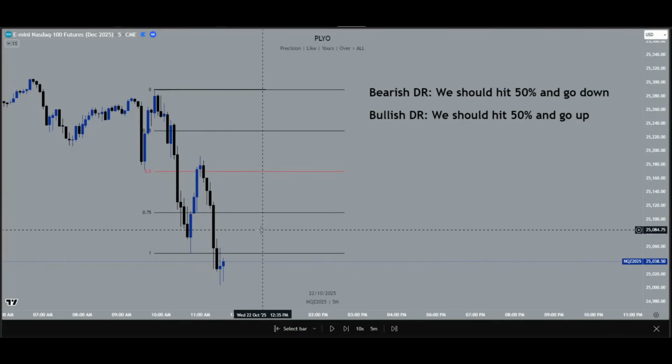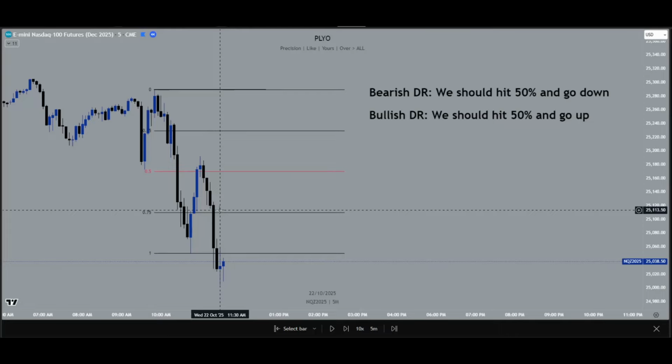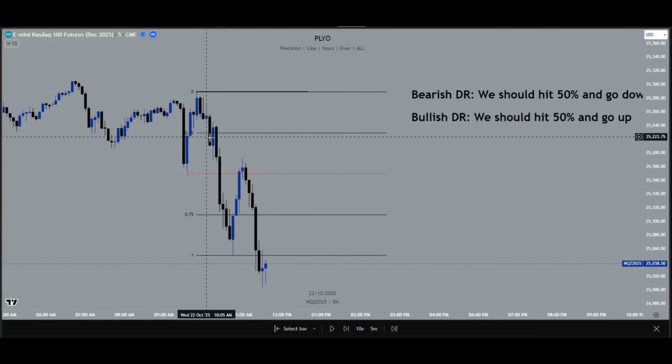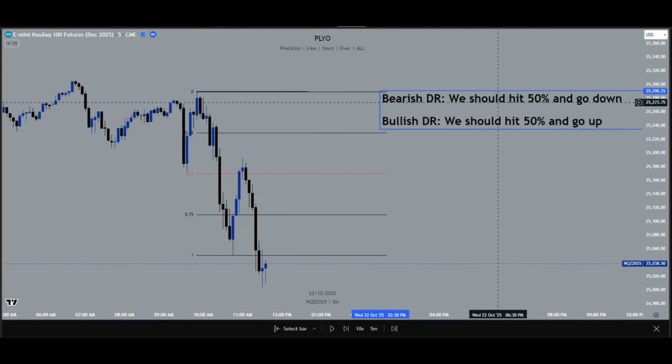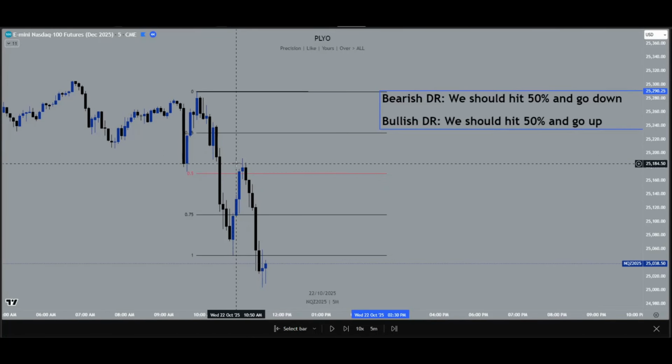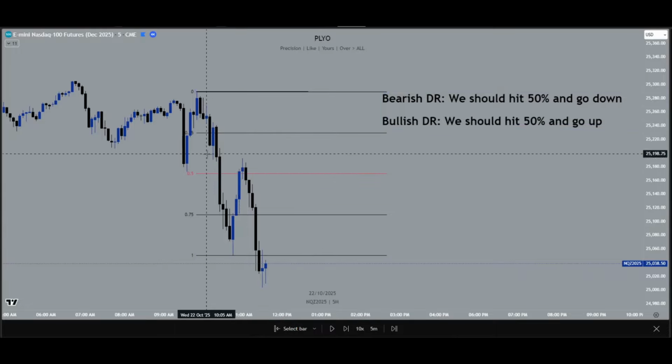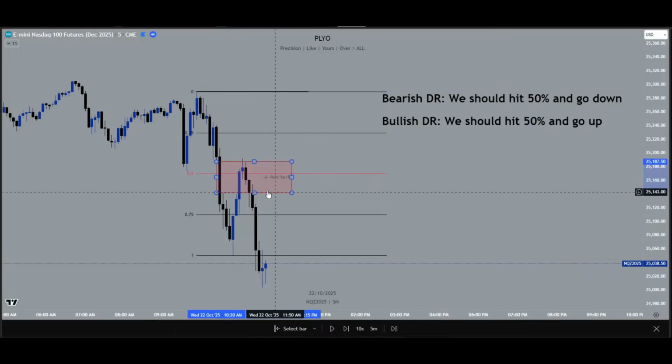Now, let's talk about how we can use this to our advantage. How can we actually use this? Well, for one, if you're expecting price to hit 50% and go down, you can look for a short somewhere up here, either right at 50 or some sort of fair value gap or a PD array that lines up right at 50%. You can short that. Or to give you better odds, you can short just slightly above 50.